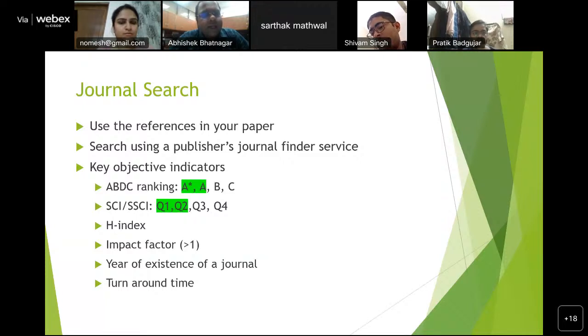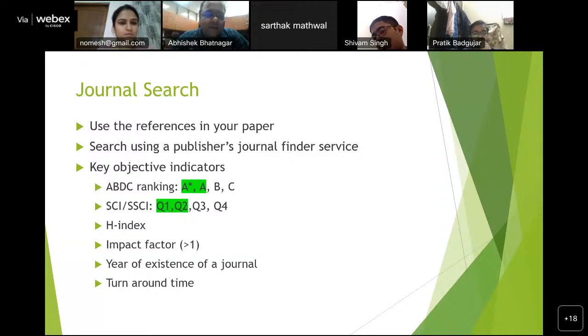Then you have the impact factor, and preferably for our work, we can think of publishing in journals that have an impact factor more than one. And then you can see the years of existence of a journal and the turnaround time. If a journal is old, however its ranking is not very good, you can go for that journal. But don't publish in journals that are 1 or 2 years old, because they might not be ABDC ranked or SCI ranked and would have a lower H index and impact factor.